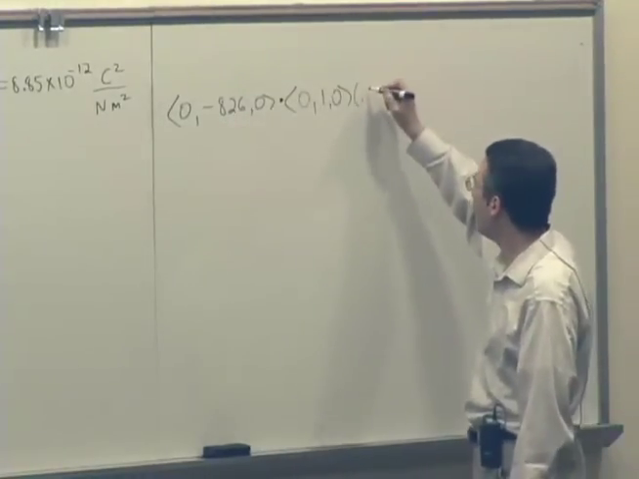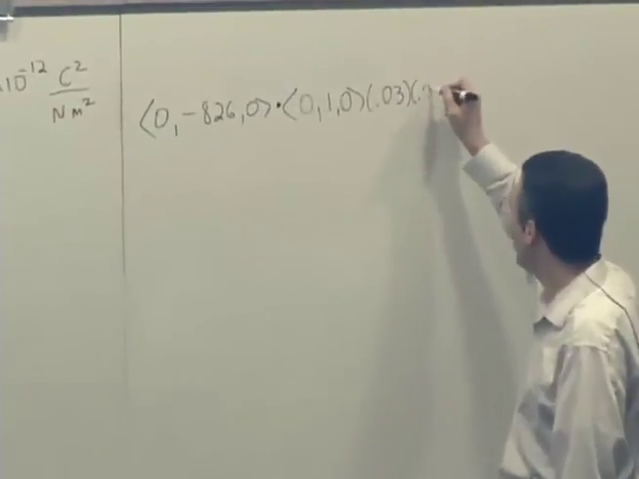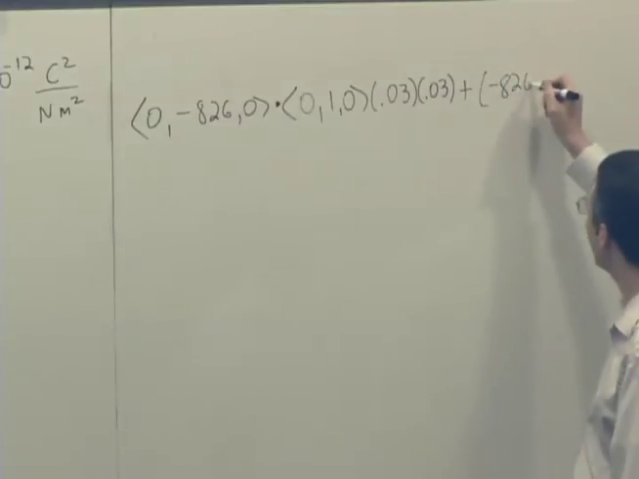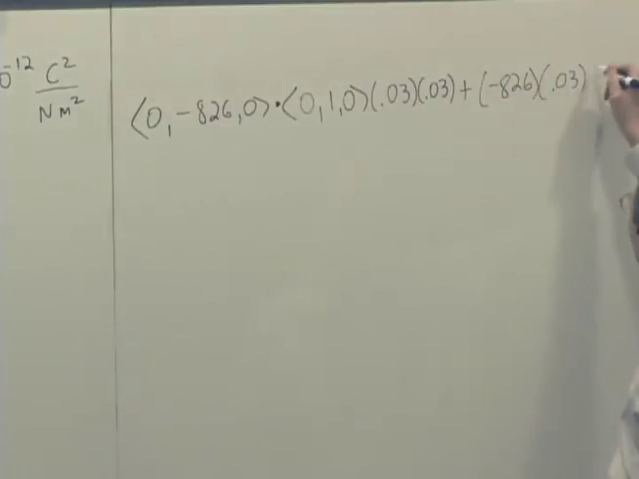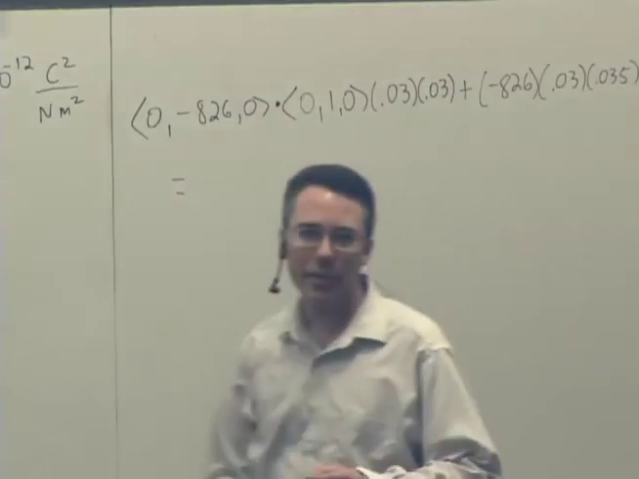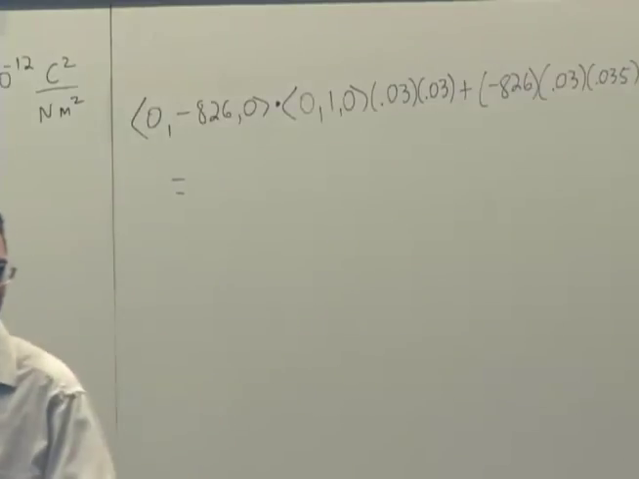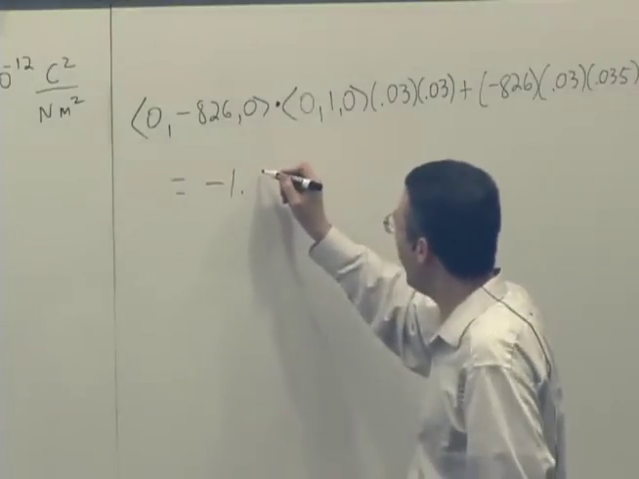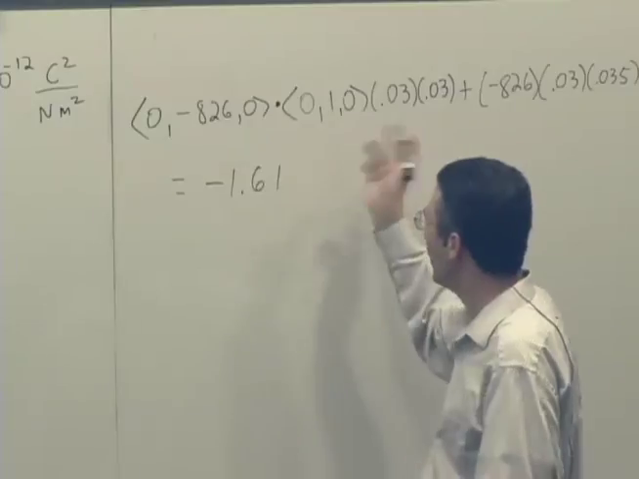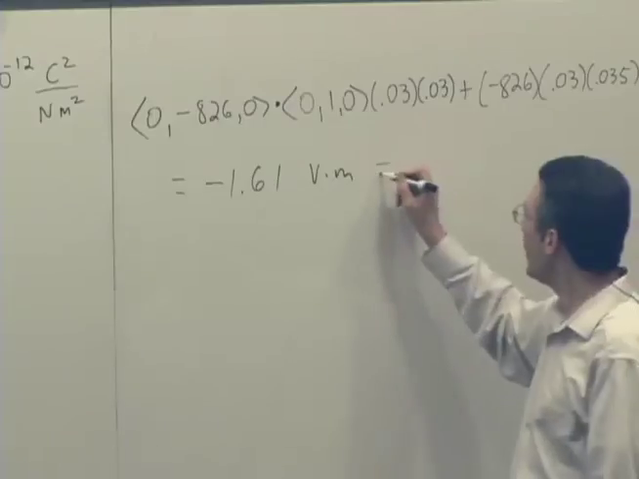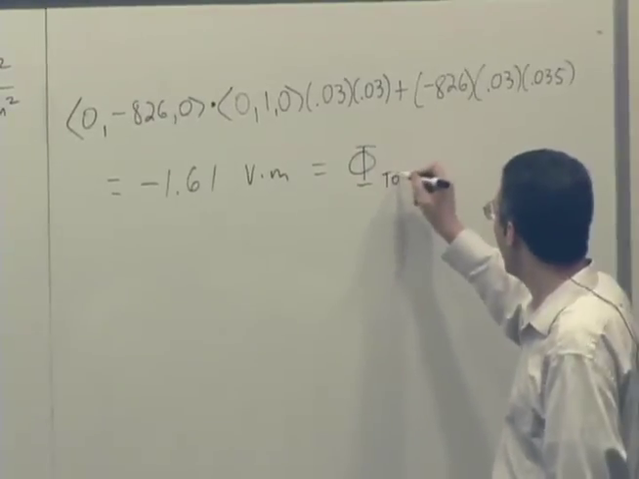And then we have 0.03 times 0.03, and then plus another negative 826, 0.03 times 0.035. What's the flux you get on those top two surfaces, the net negative flux on the top? Anybody work it out? Negative 1.6107 volts times meters. Does that look right? Any confirmation there? Okay, so this is the flux on the top surfaces.